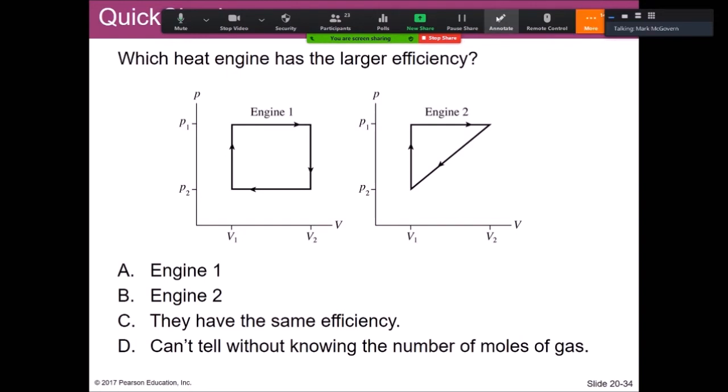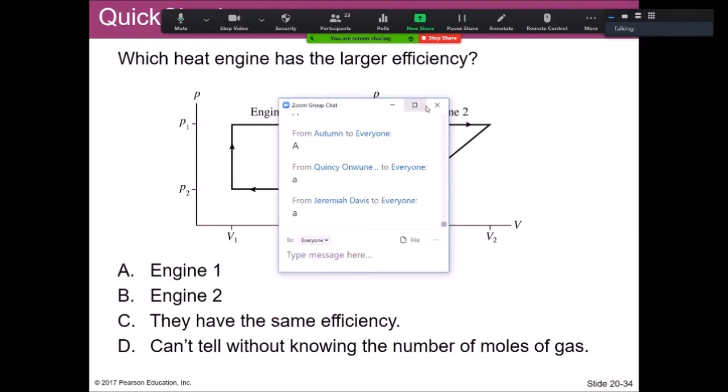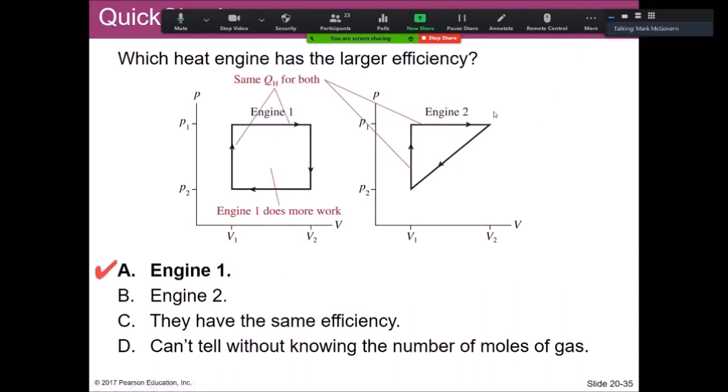All right, what do we got here? A lot of A. I'm liking A. Great. So, here's what's going on. The process in engine 2, where the temperature goes up in both the isochoric cycle going up and the isobaric cycle going to the right, those are both increases in temperature. We're getting heat from a hot reservoir there. That's the same. So QH is the same here. But there's more work being done in engine 1 because there's a greater area bound. Right? So that's a more efficient engine there.